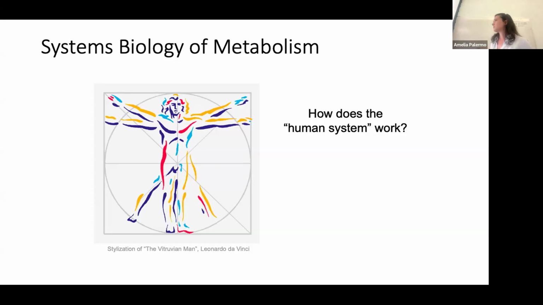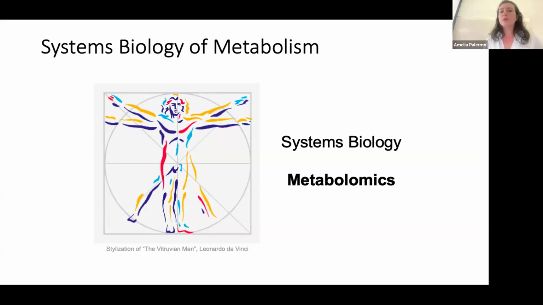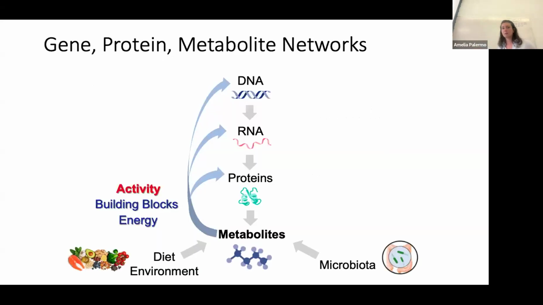So today, with systems biology of metabolism, we want to understand how this system works, and particularly what is the role of metabolism in health and disease. So do metabolites have activity, and can we use metabolic vulnerabilities to treat disease? And we are fortunate enough to be scientists and researchers in a very data-rich and technically wealthy area for science, where we can use systems biology, so the tools of omics and bioinformatics, and particularly metabolomics. But why are we so interested in metabolism?